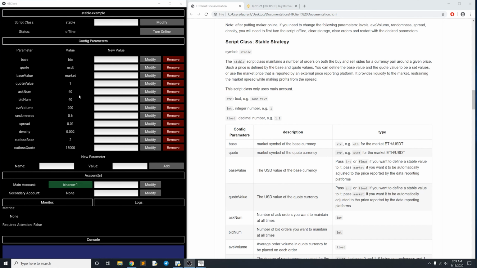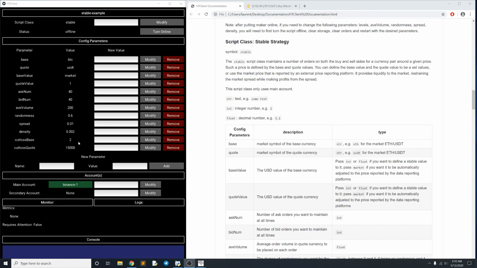So let's say you're running an exchange and you have a Bitcoin pair, for example, against USDT. What you can do is that you can match the price on your platform to the price on the price reporting platform. For stable, there is one tricky point that you should be careful about.